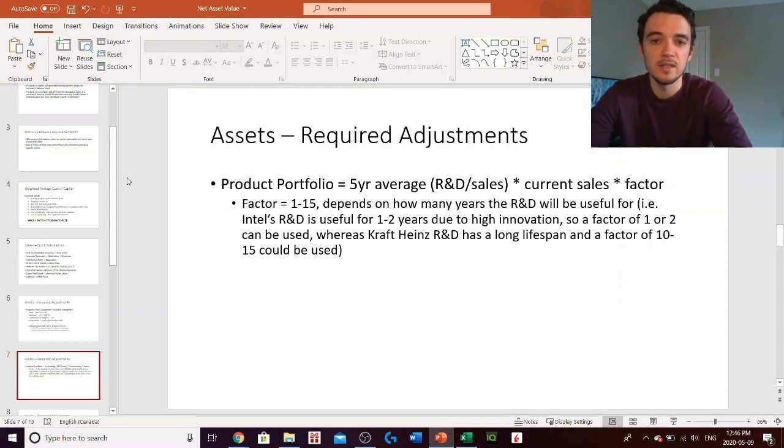So for example, Intel's R&D is only useful for 1 or maybe 2 years, because they have to come out with a new chip every year. So for that reason, you'd use a factor of 1 to 2 for Intel. Whereas a company like Kraft Heinz, their R&D has a long lifespan, so you can use a factor of 10 to 15. For example, Kraft Heinz has been around for so long that their initial R&D has now spanned many years. So a factor between 10 to 15 would be used for a company like Kraft Heinz.